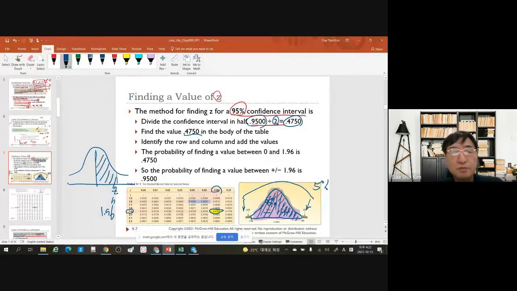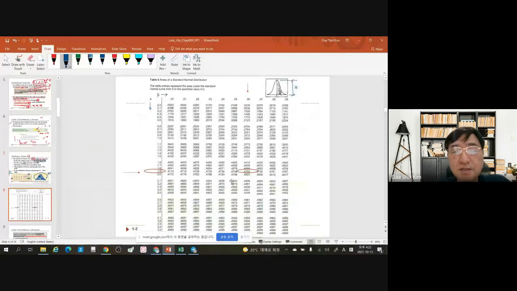You can use this one or the normal distribution table. In our textbook, look here at 1.96, going down to the second decimal, and you can find that this area is 0.475.